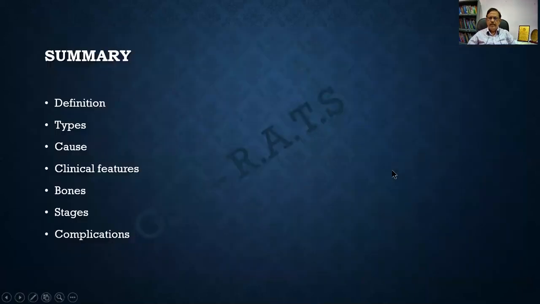As a summary of the Paget's, we shall be seeing the definition, what are the types of it, the causes for Paget's, the manifestations, what are the bones that are affected, and the stages. This is particularly important. The 3 stages we will have to mention. The complications, which can include compression of the nerves, pathological fractures, or malignant transformation.